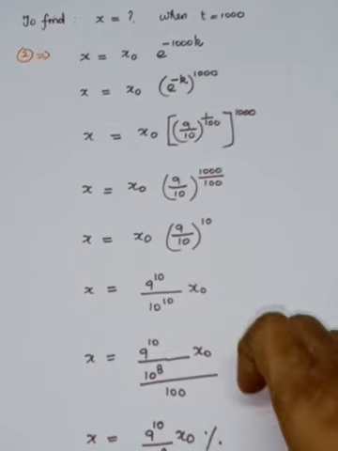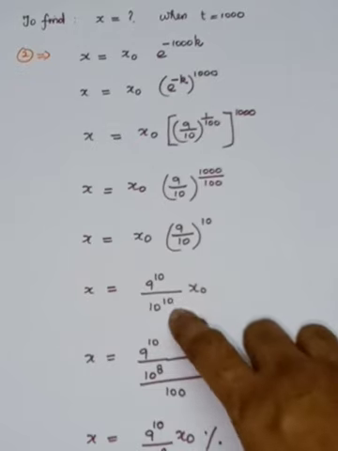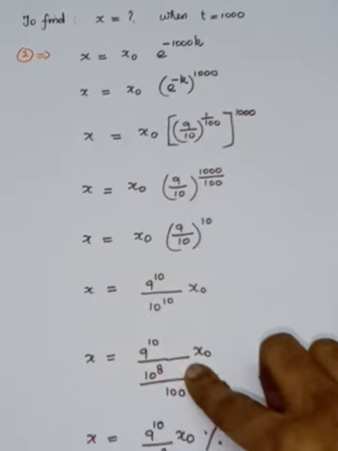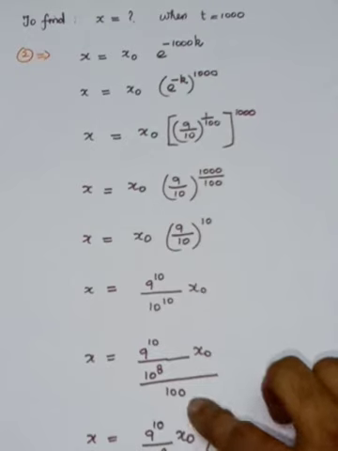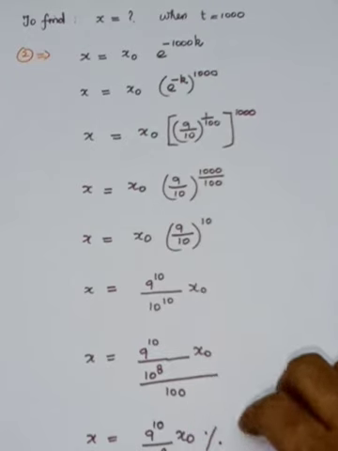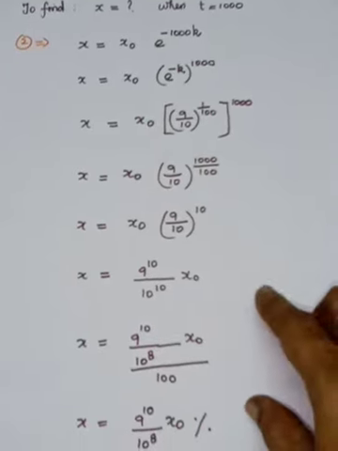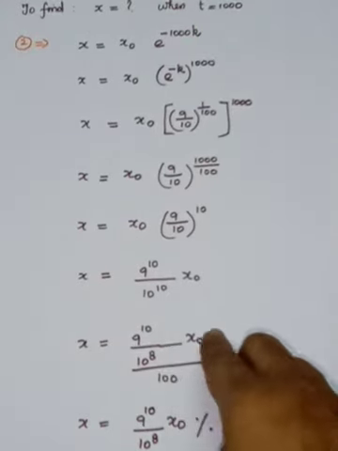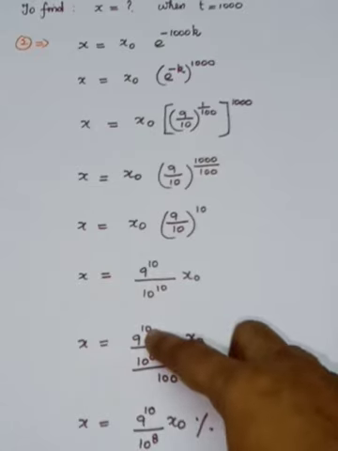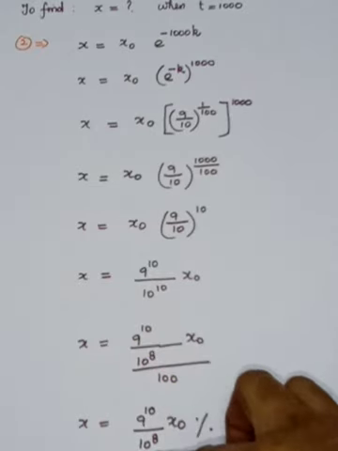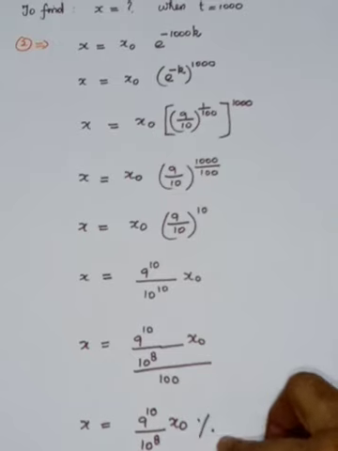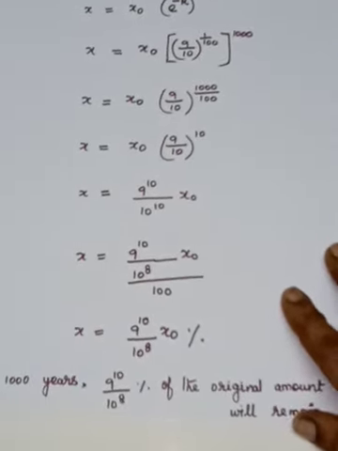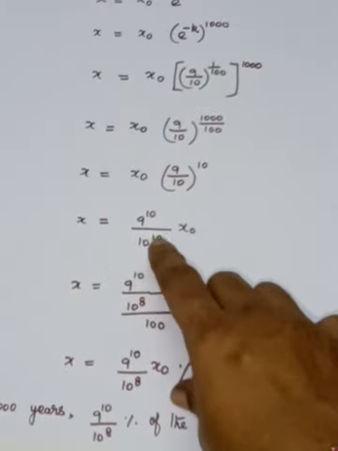They are asking in terms of percentage. So this 10 power 10 can be written as 10 power 8 into 100. So that 100 I have written here. If it is divided by 100, 90 by 100 is 90%. So therefore this much percentage: 9 to the power 10 divided by 10 to the power 8 of x naught percentage will remain after 1000 years.